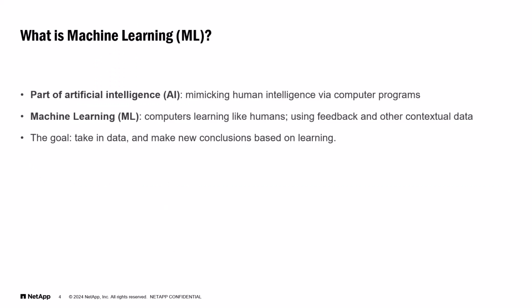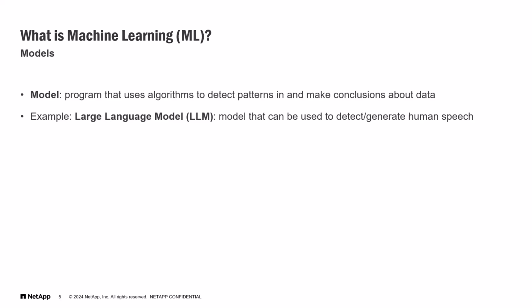Machine learning is a subset of artificial intelligence, or AI, which is the concept of emulating human intelligence via computer program. ML deals with the learning and data synthesizing steps, taking in data and making new conclusions based on that data in a way similar to humans when learning. This is done using models. These are programs that detect patterns and make conclusions using different algorithms and base datasets. For instance, large language models, or LLMs, are models that are tuned to detect and generate human speech.